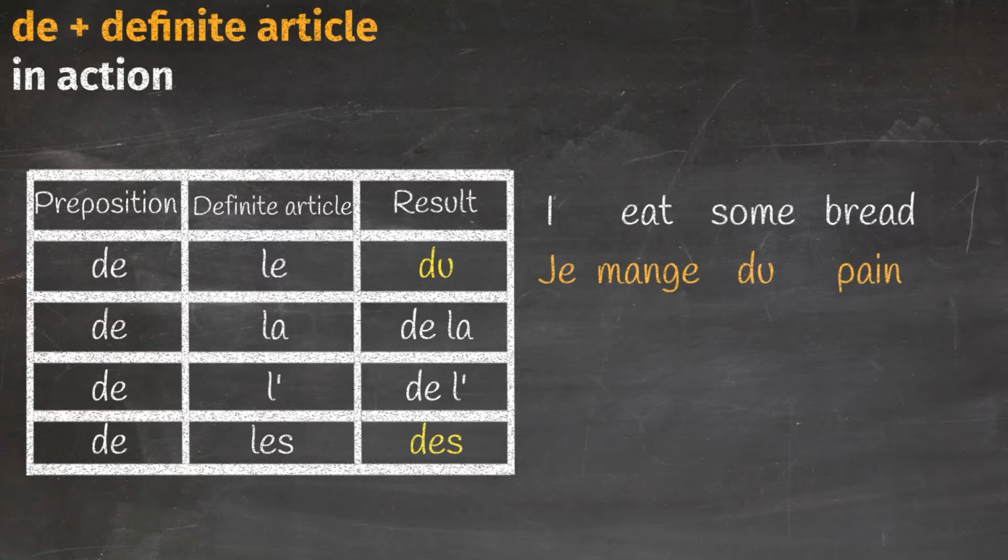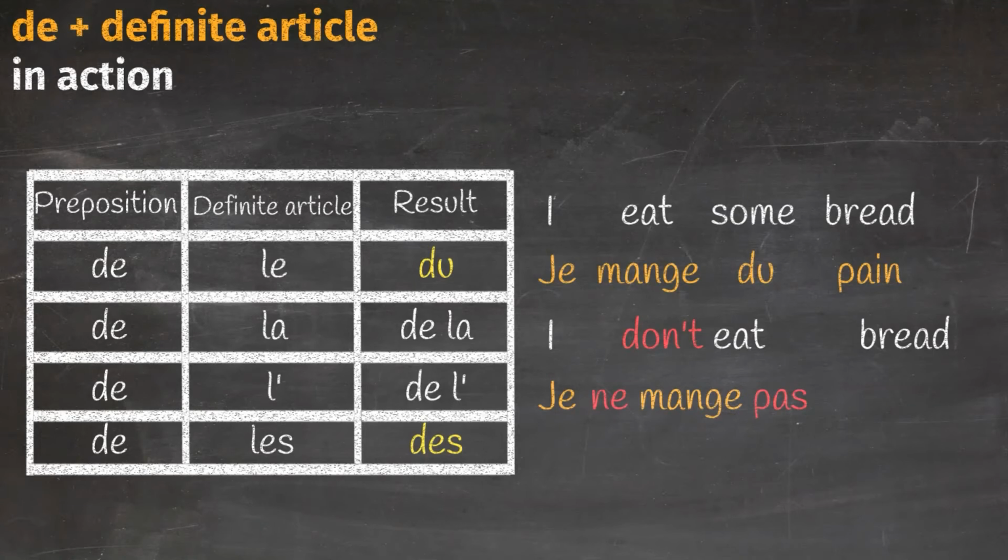Now, what if I want to negate this sentence? Something changes. Let's check it out. Imagine I want to say, I don't eat bread. In this case, je ne mange pas. And in case you want to learn how to negate any verb in French language successfully, check this video. Let's continue. Je ne mange pas. I cannot say du once again here because now the sentence is negative. So I am only authorized to use de, like there's no article after that. And the word bread will be repeated. So je ne mange pas de pain, not du pain.